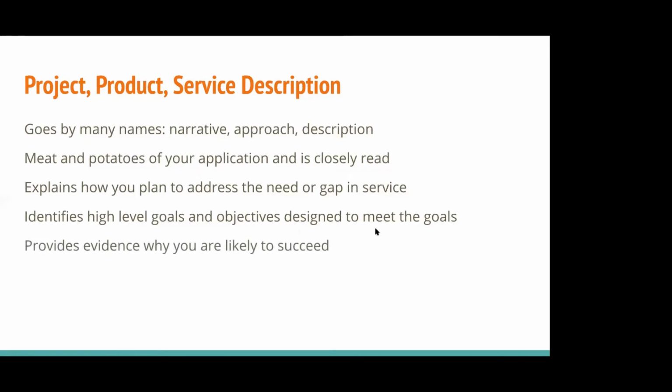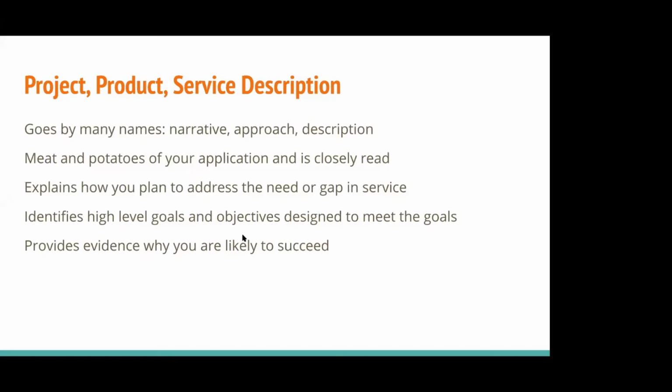This section provides evidence why you are likely to succeed, because especially if we have really high level goals and really meaty, intensive objectives, a funder may look at that and say, how do we know that you are going to be successful with this? How do we know this is the right approach? How do we know that if you undertake this plan, you won't wind up accomplishing something very different than what you think you're going to accomplish? So try to build in some evidence of why you're likely to succeed.